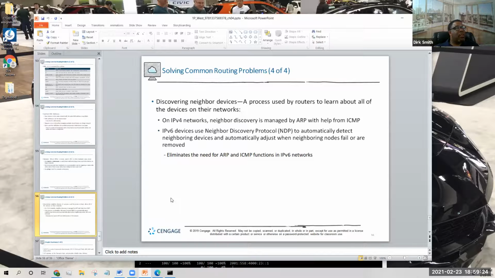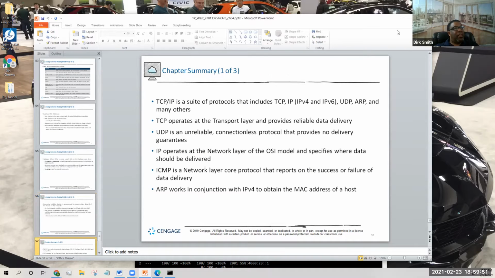Discovering neighboring devices: a process used by routers to learn about all the devices on the network. On the IPv4 network, neighbor discovery is managed by the ARP table, and you get help from ICMP, and the IPv6 device uses Neighbor Discovery Protocol to automatically detect the neighboring devices and automatically adjust if neighboring nodes fail or need to be removed. So, and that is chapter 4.